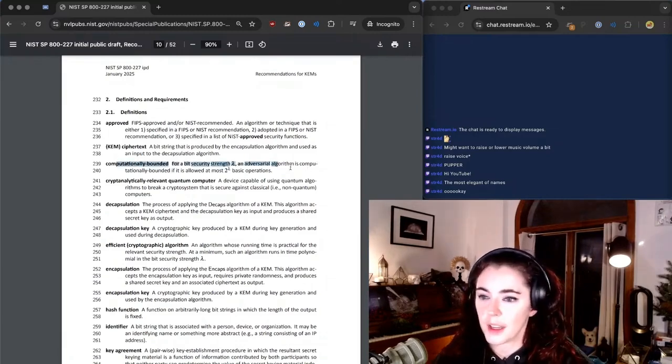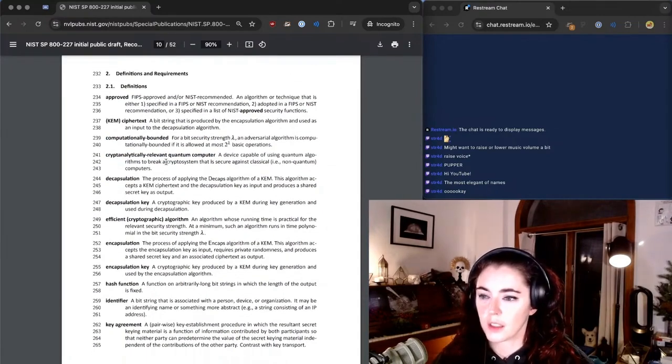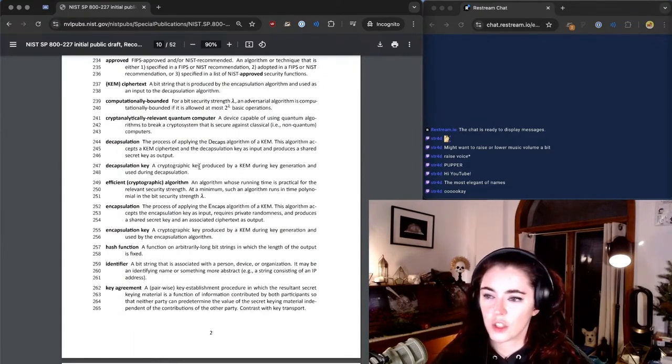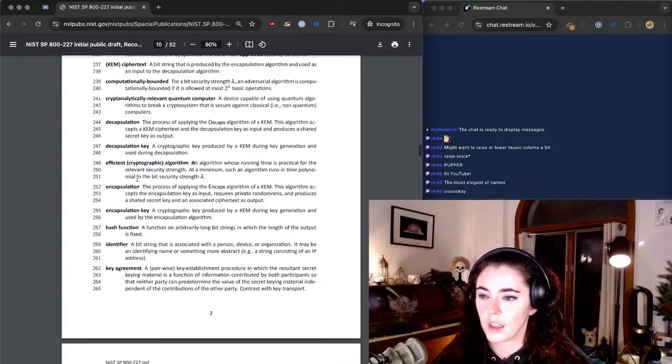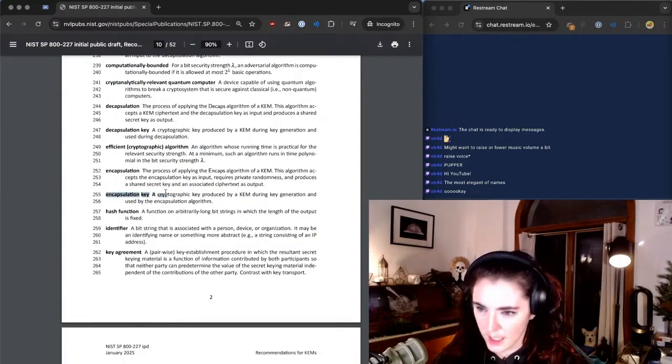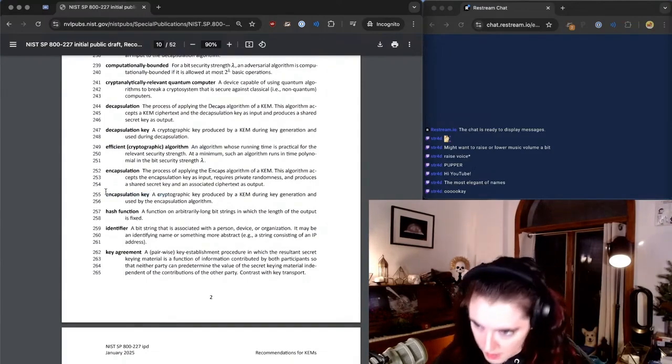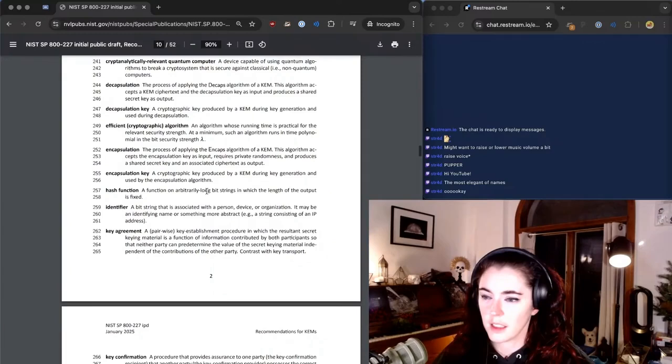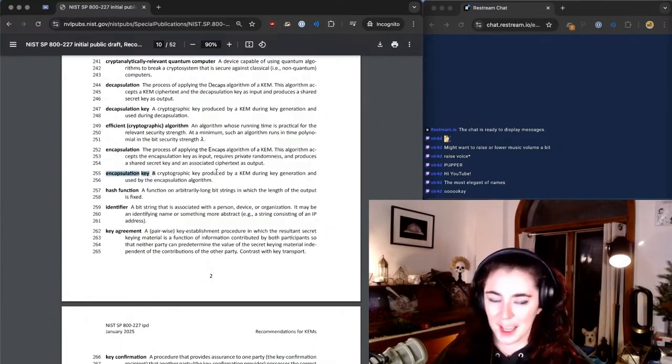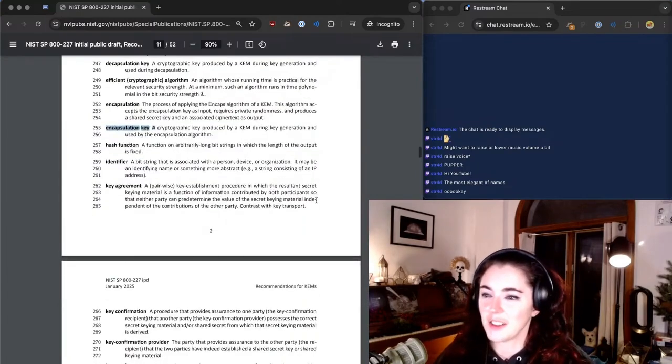Computationally bounded, lambda, cryptographically relevant quantum computer. Okay, this is going to become much more the term of art. Terminology. Efficient algorithm. Encapsulation key. Exactly. Thank you. Exactly. Not a public key, not a private key, not a secret key, an encapsulation key and a decapsulation key. We love to see it.